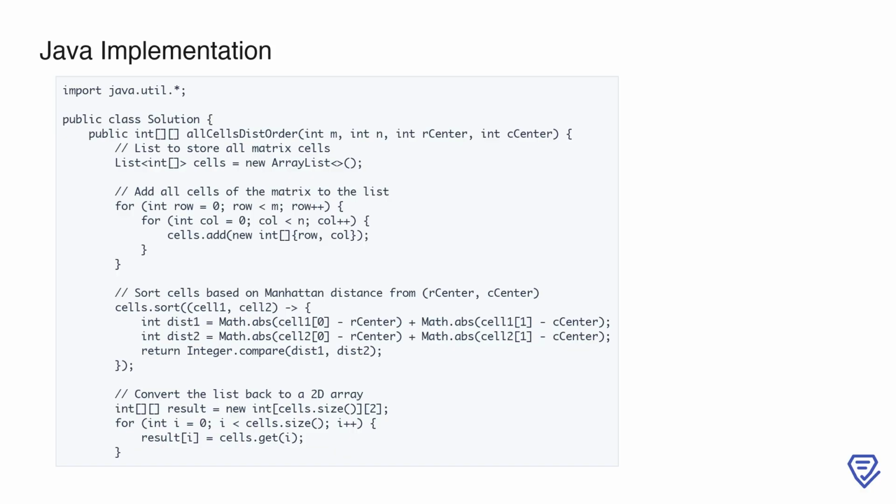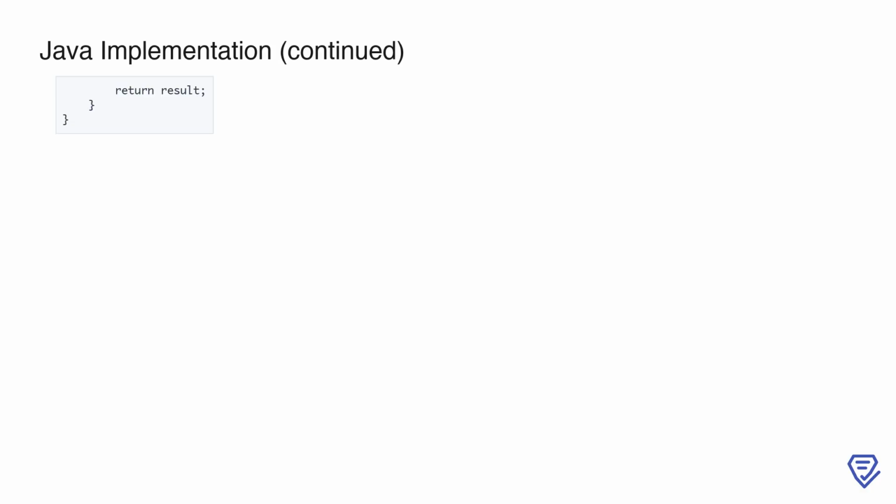Once the sorting is complete, we create a new 2D array called result and populate it with the sorted coordinates from the cells list. Finally, we return the result array, which contains all the matrix cells sorted by their Manhattan distance from the reference point. This completes the implementation of the method.